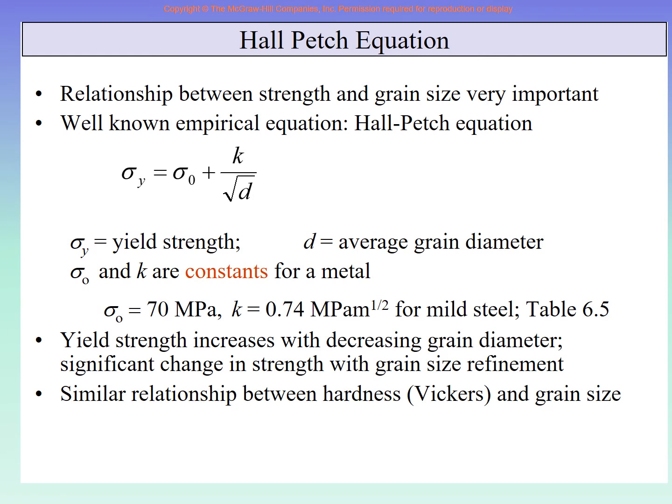So this is your Hall-Petch equation. This is a relationship between strength and grain size, and it's a very, very important thing. And we have already said last time, the 2 scientists who discovered this phenomenon, Hall and Petch, so named together after them, Hall-Petch equation. Sigma y is equal to sigma naught plus k upon root d. Sigma y is the yield strength of the material, and this small d is the average grain diameter. Sigma naught and k are constants for a material.